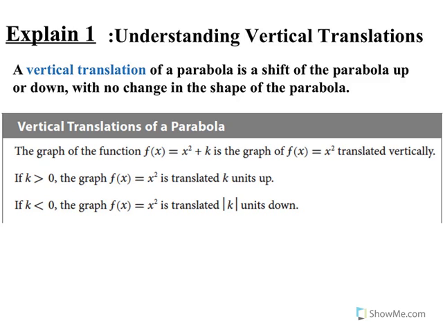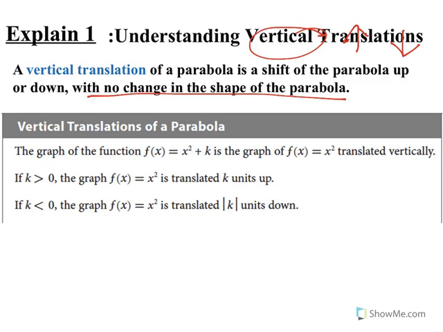Okay, example 1, understanding vertical translation. That means that the graph is going either up or down. A vertical translation of a parabola is a shift of a parabola up or down with no change in the shape of the parabola. So the shape remains the same, and the graph just shifts up or down.